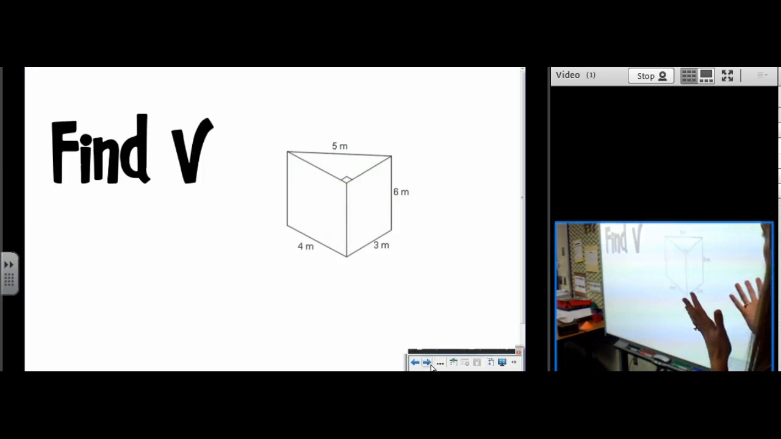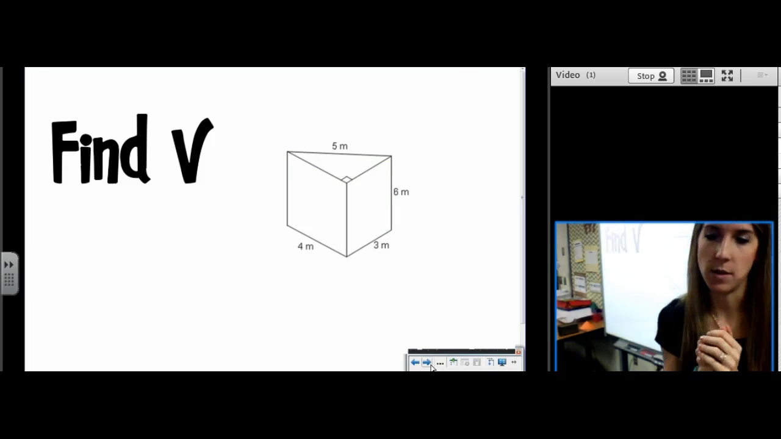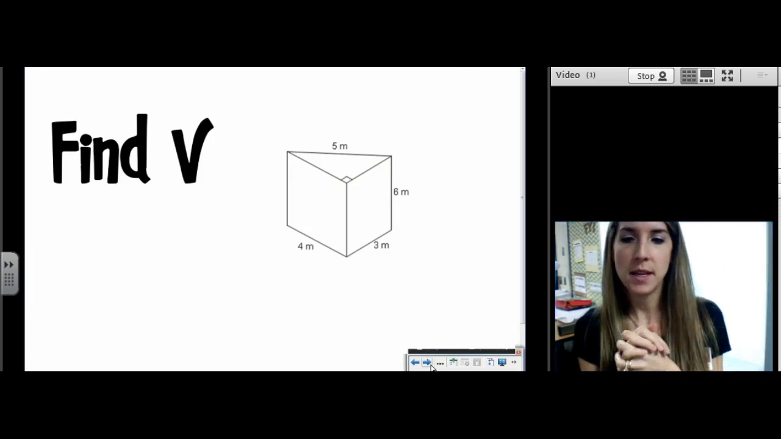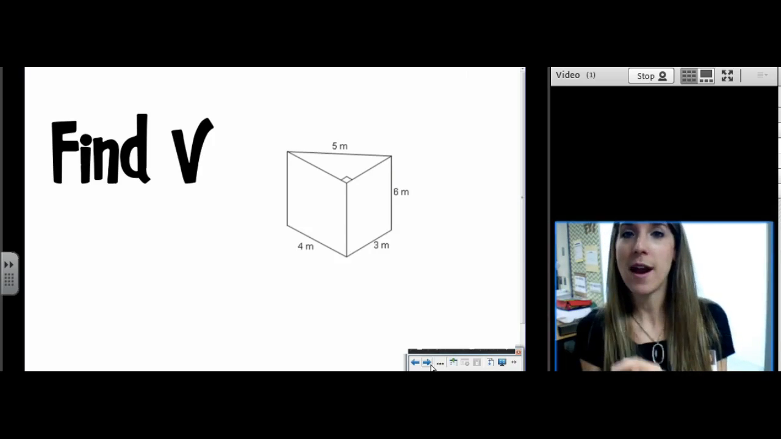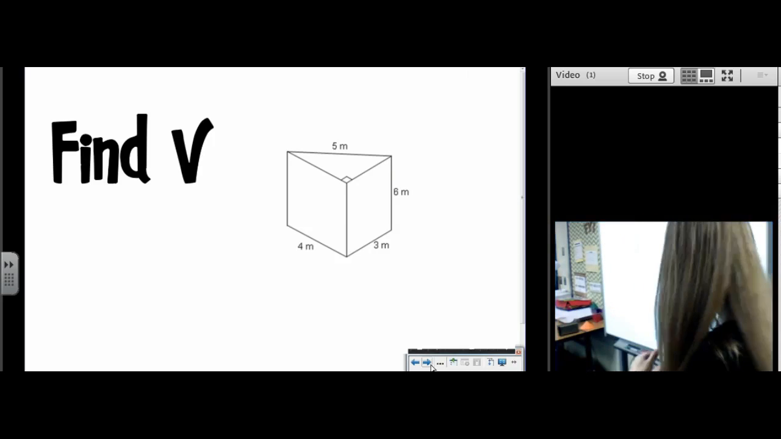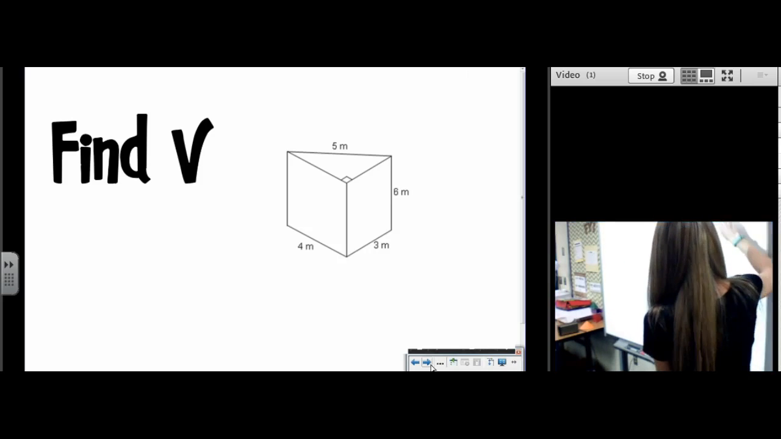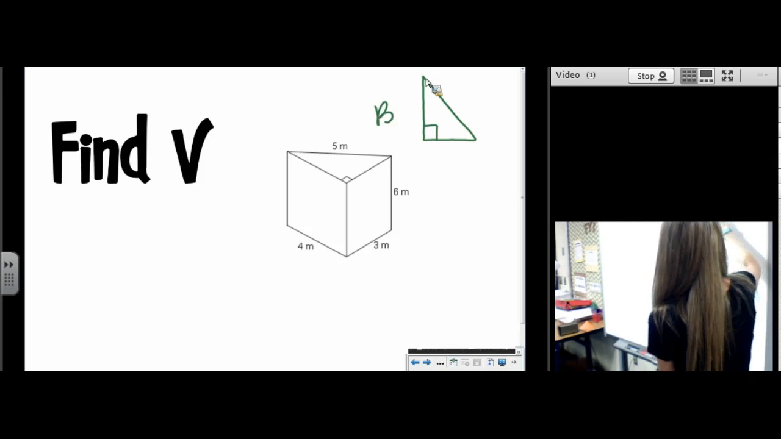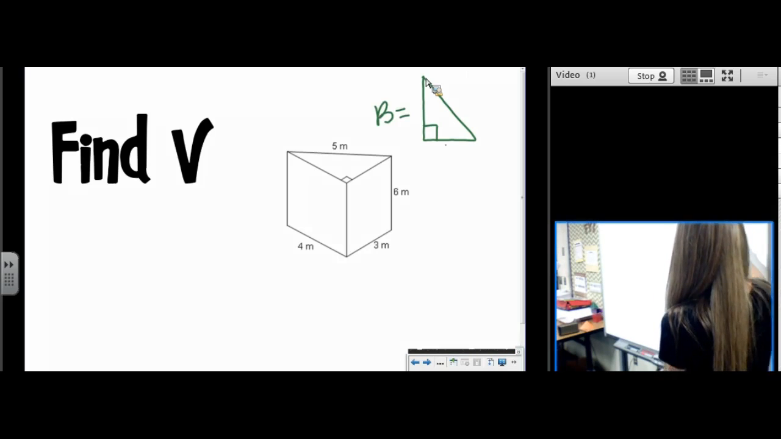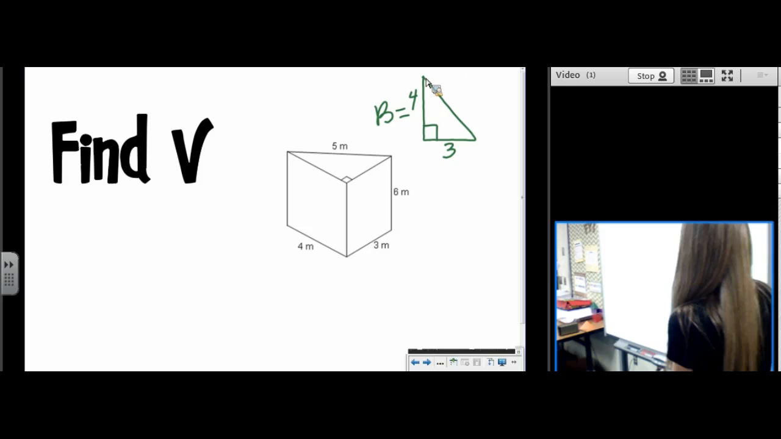Find the volume. So same problem, but now we find the volume. And some of us missed this on the quiz because we forgot that the B, the capital B, is a triangle. So a triangle has its own base and its own height. Sometimes when we get confused, it helps to draw the base facing us. This is B. This is capital B.